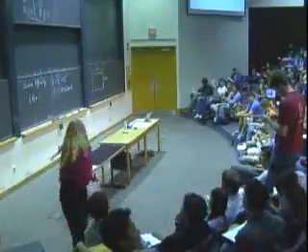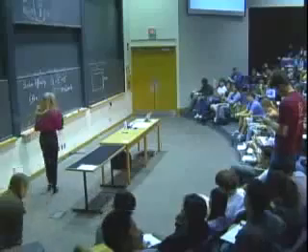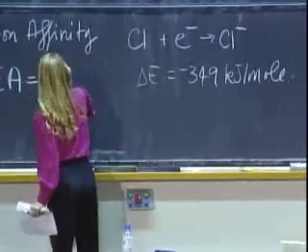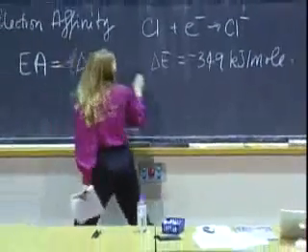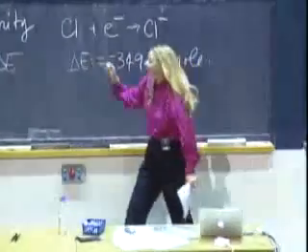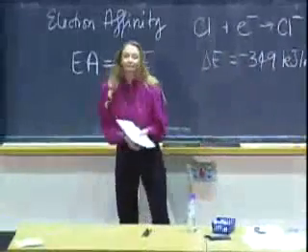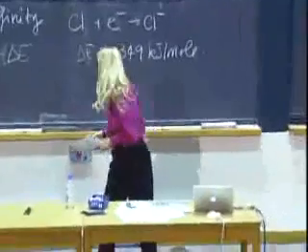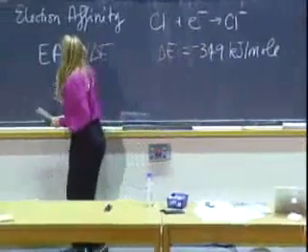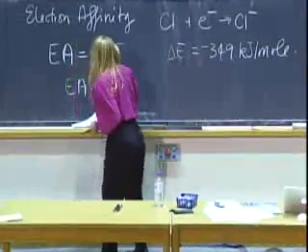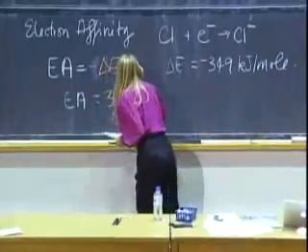You are right. It is minus delta E. Fantastic. Great. Minus delta E. This is the delta E for the reaction. The electron affinity is minus that quantity. So the electron affinity then of chlorine is 349 kilojoules per mole.